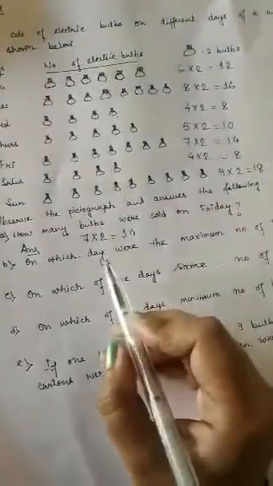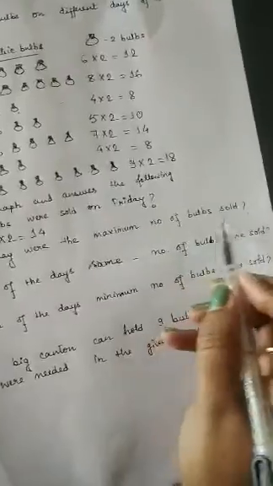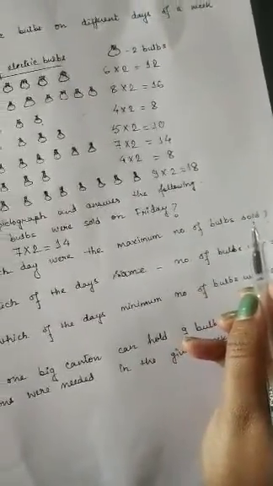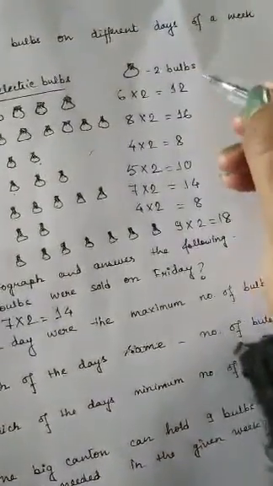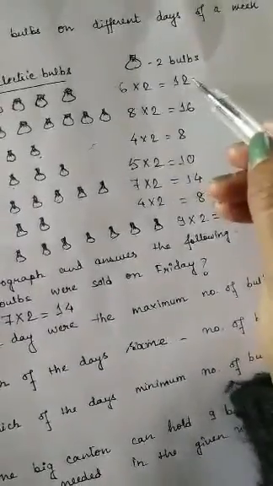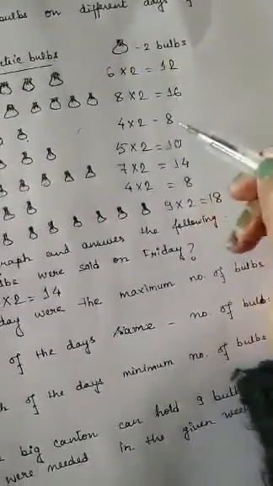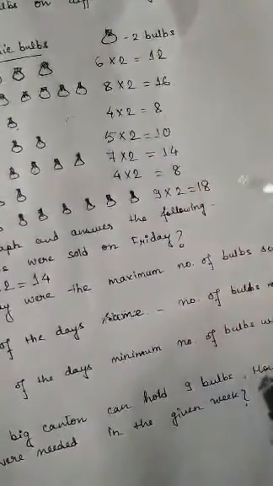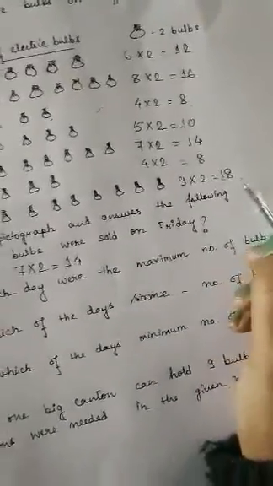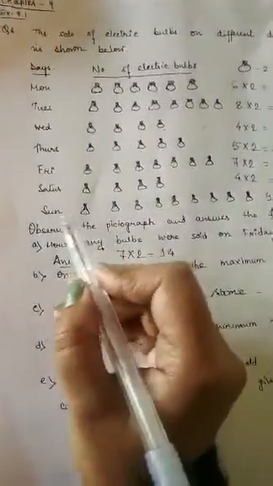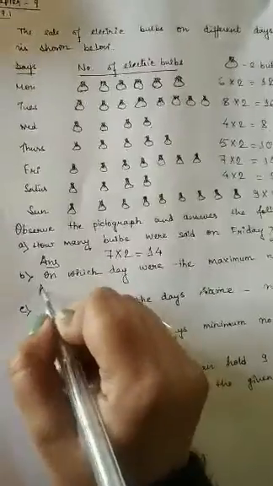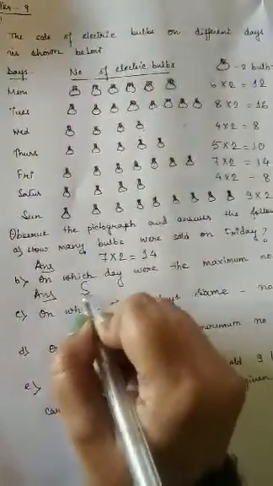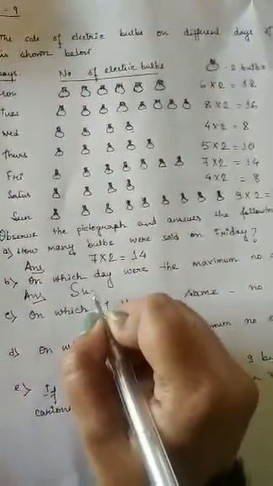Now the question is, on which day were the maximum number of bulbs sold? Maximum means the highest number. Here if you see the numbers 12, 16, 8, 10, 14, 8, 18, 18 is the maximum one. So on which day? It will be Sunday. On Sunday, the maximum number of bulbs were sold.